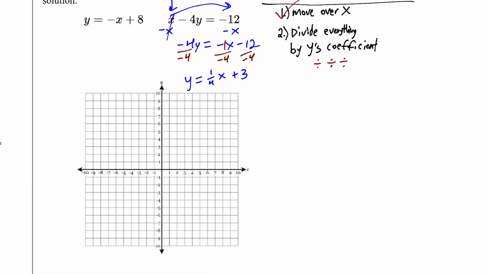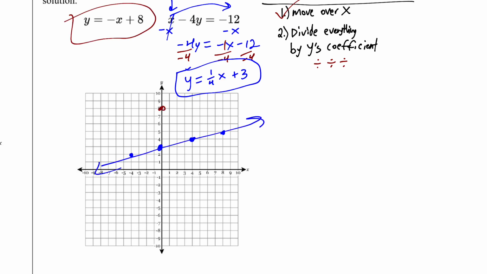So now I'm at the point where I can graph it the same way as I've been doing it. I start here at 3, I go up 1, right 4. And if I want to go backwards, I go left 4, down 1. And that's that line right there. Next up, I start here at 8. Down 1, right 1. Repeat. This is what my line looks like. And the solution is where these two cross. 4, 4.